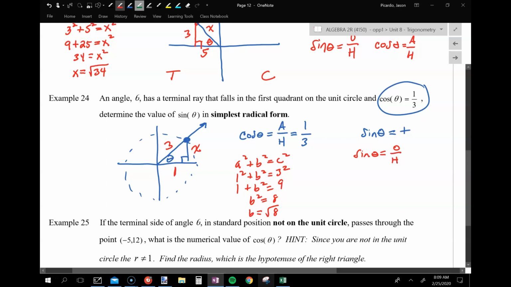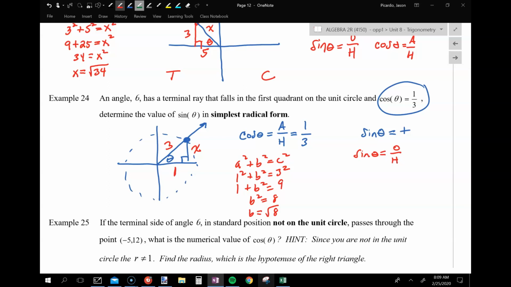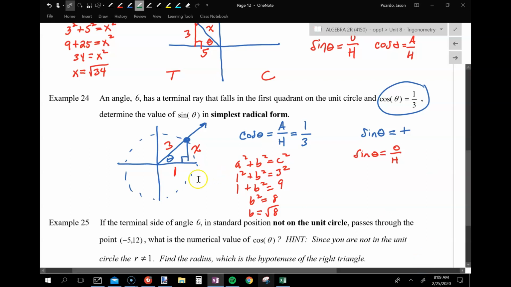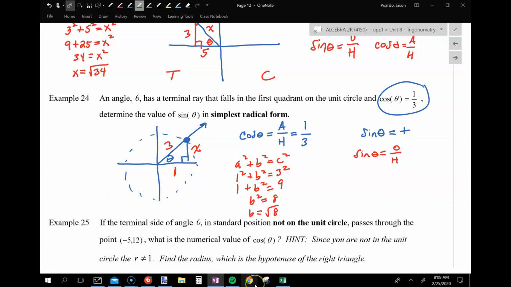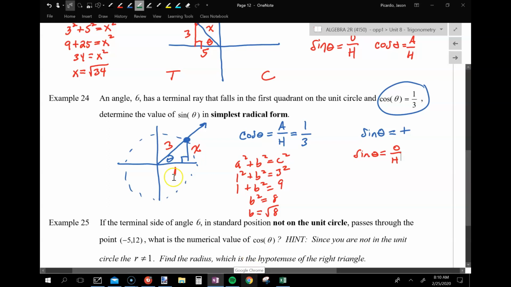My ratio for sine is opposite over hypotenuse, right? So if I go to my circle, what's the O? What's the opposite? The x, right? The radical 8. And the hypotenuse was 3. Positive radical 8/3.